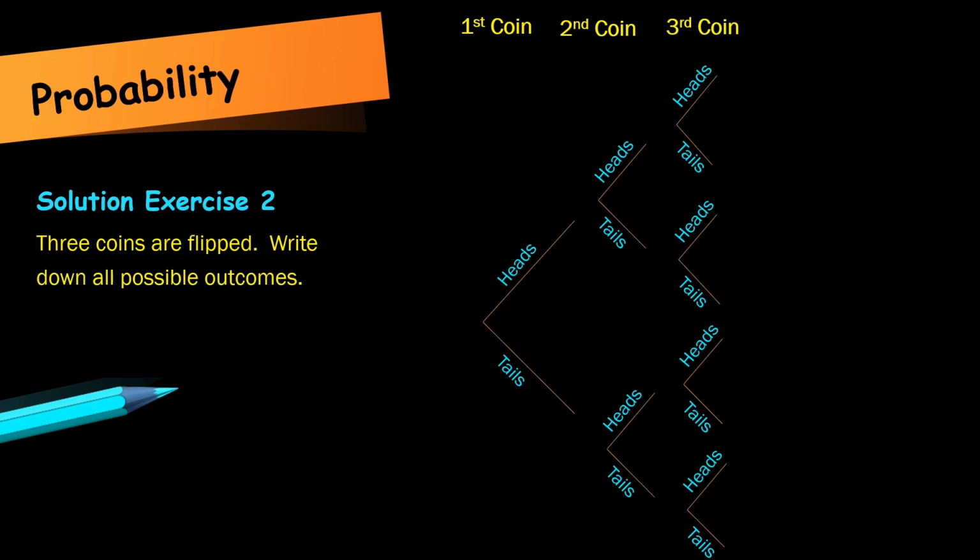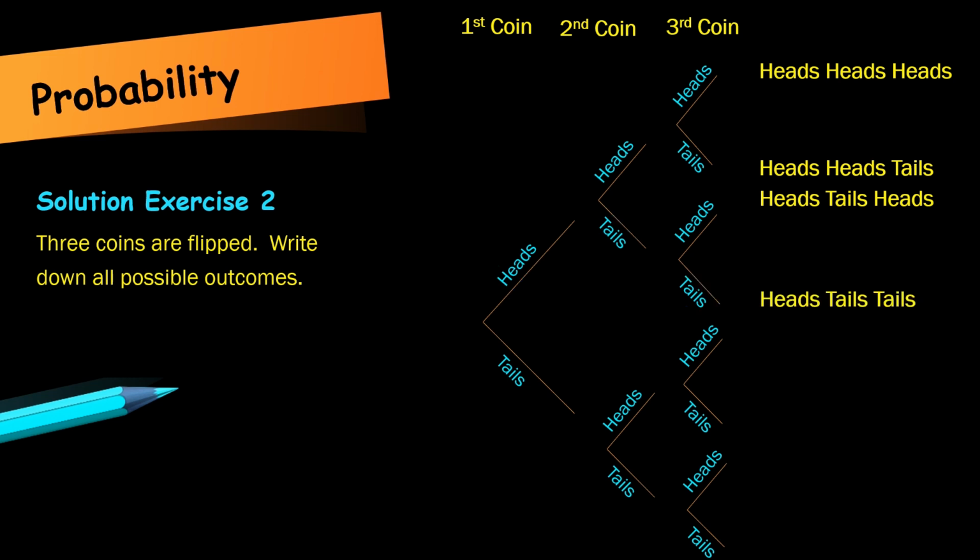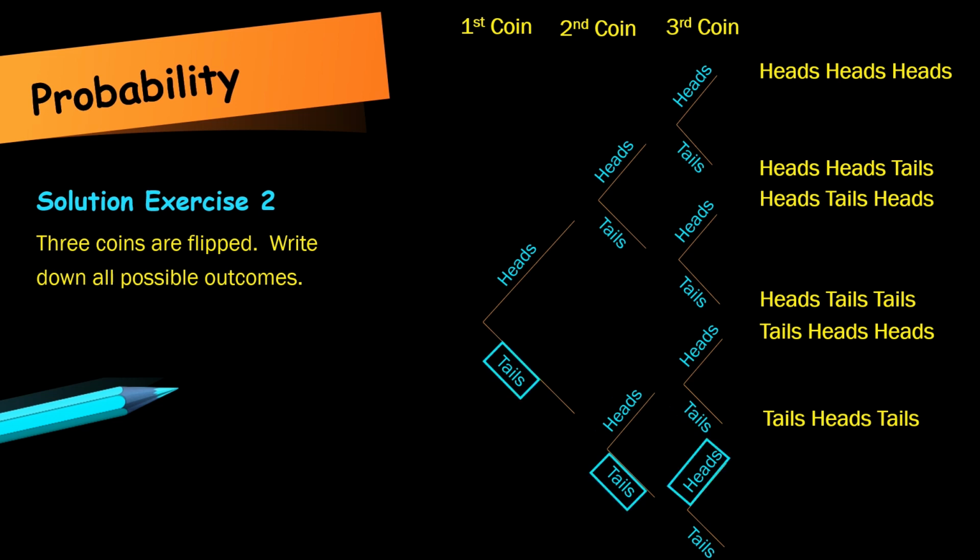So what are all the possible outcomes we could have? We could have heads, heads, heads, or heads, heads, tails, or heads, tails, heads, or heads, tails, tails, and similarly tails, heads, heads, tails, heads, tails, tails, tails, heads, or tails, tails, tails.